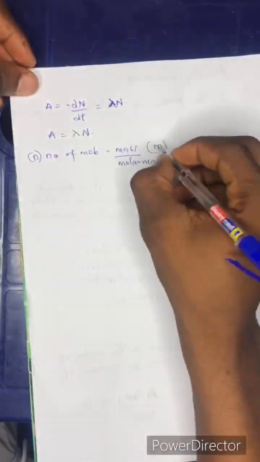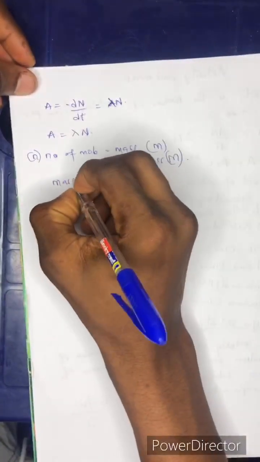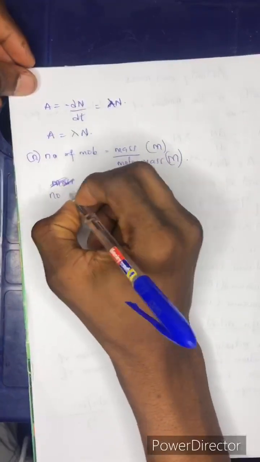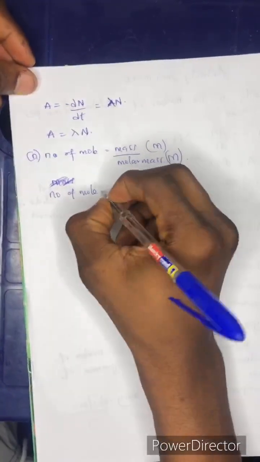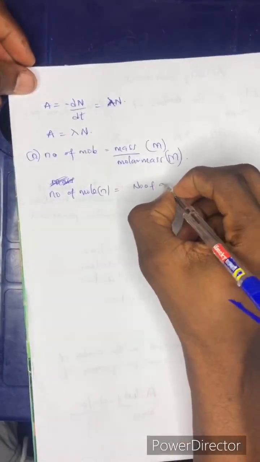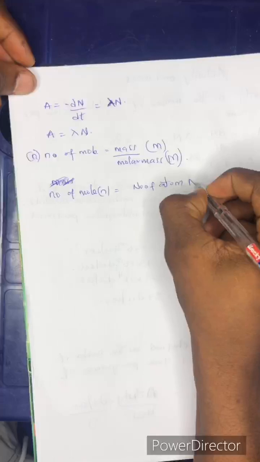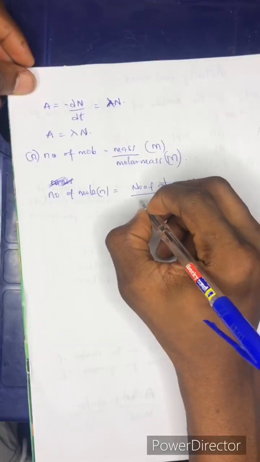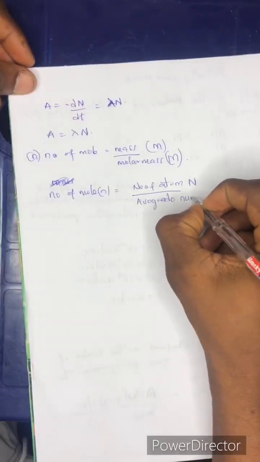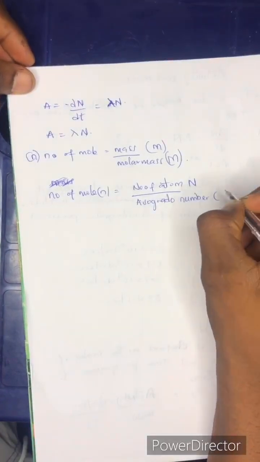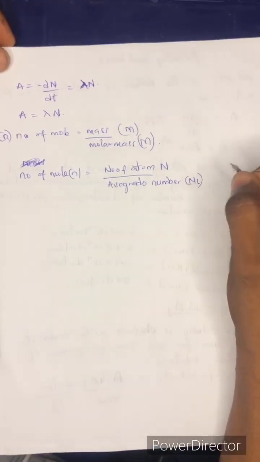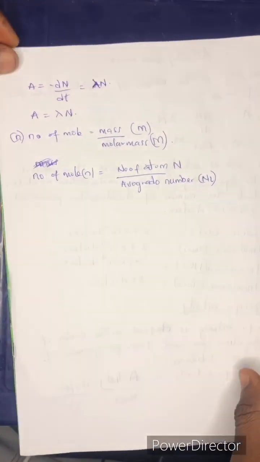With that being said, let's make mass the subject of the formula. First of all, another formula for number of moles. Number of moles, n, is also equal to number of atoms, capital N, all over Avogadro's number, which is represented as N_L.